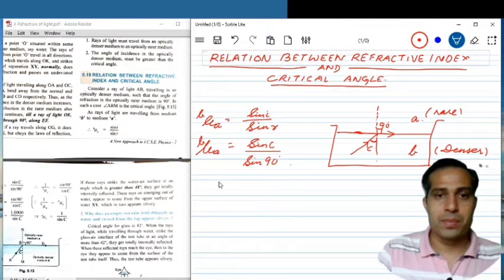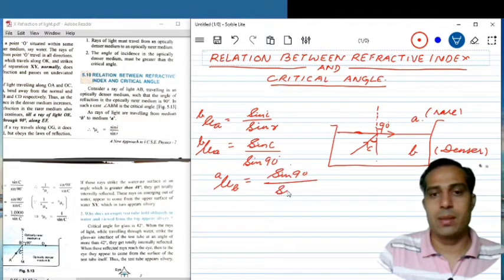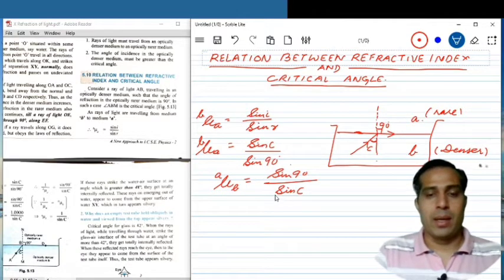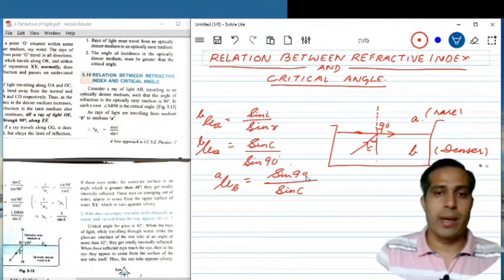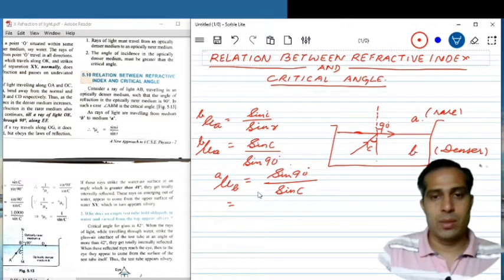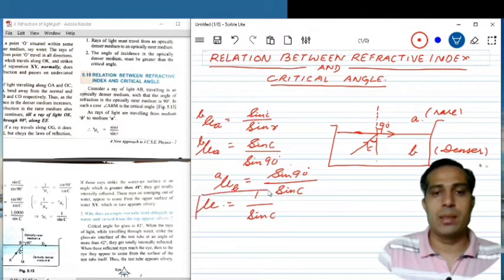If we talk about the refractive index of medium B with respect to medium A, then this will be the reciprocal, that is sine 90 over sine C. And what is the value of sine 90 degree? That is equal to 1. So sine 90, as we know, is 1. That is 1 over sine C. So it means refractive index is equal to 1 over sine C.